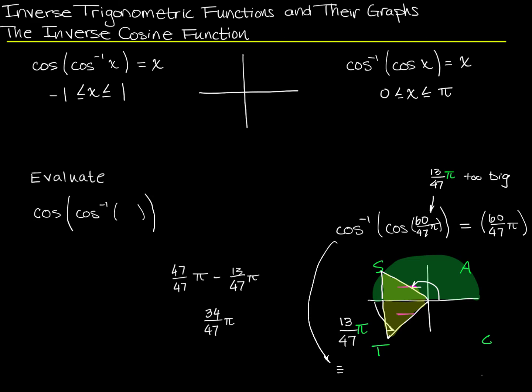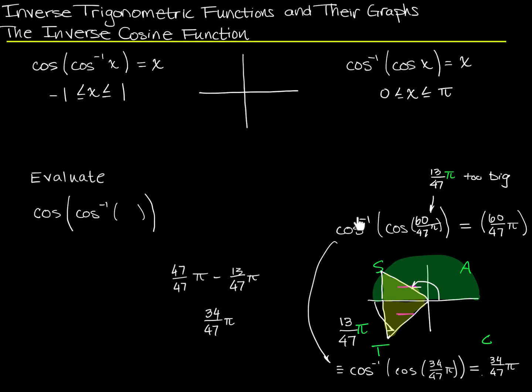This is equivalent to saying take the cosine inverse of the cosine of 34/47 pi, and that's equal to, now this is less than pi. It's bigger than 0 and less than pi. So now the answer is just that the cosine inverse of the cosine of x is x. So I get 34/47 pi for my answer.